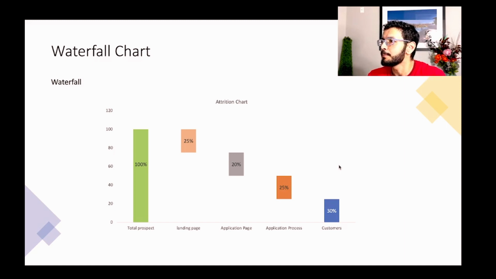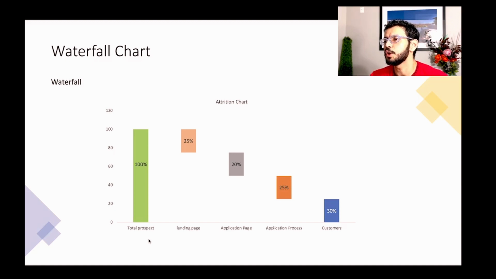This is a very important chart, and I feel like this is something that is being used a lot lately, especially if you have a particular portfolio or a particular process and you are the full owner of that. Then this is something which is very useful. So let's take an example in this case.